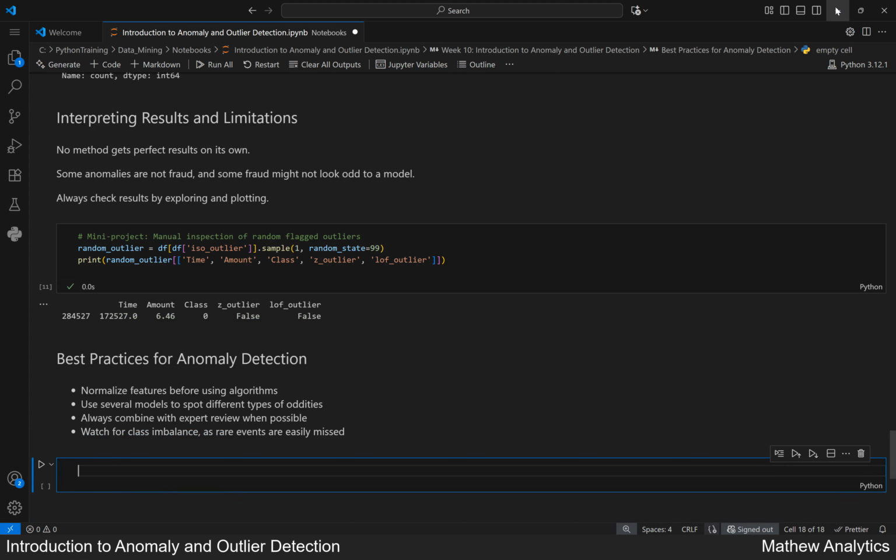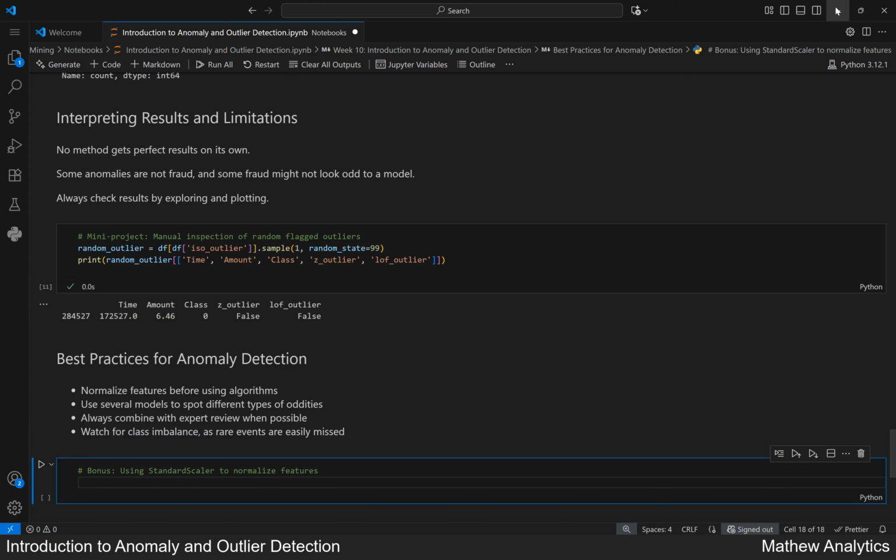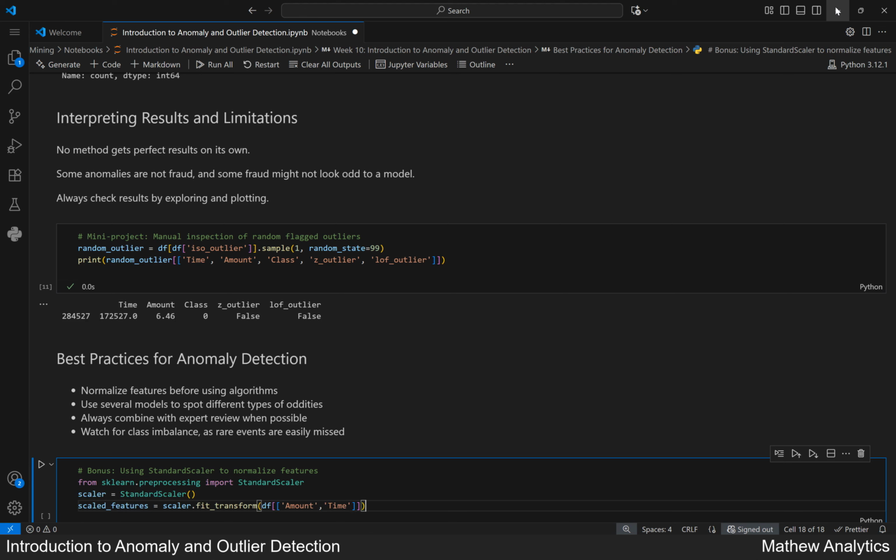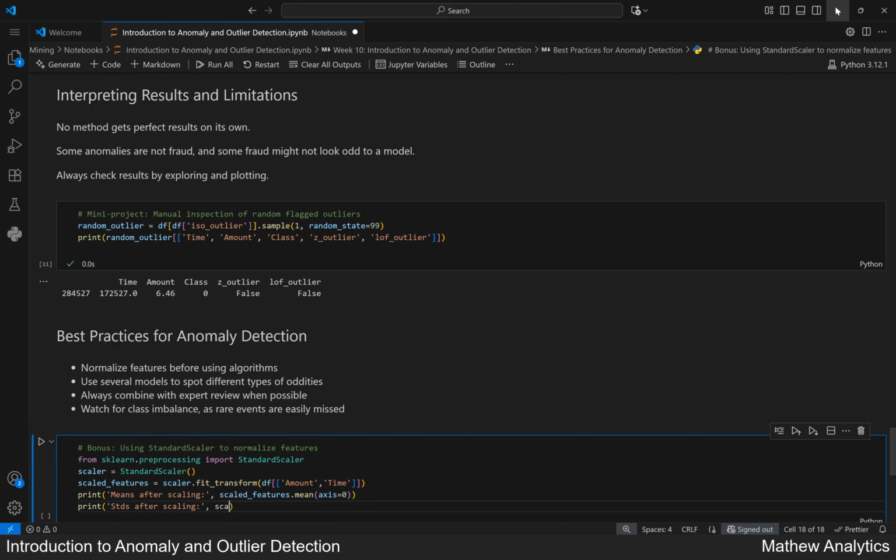Let us briefly show how to normalize features with StandardScaler. This comment explains that we are using StandardScaler to normalize features. We import StandardScaler from sklearn preprocessing to scale features. We create an instance of StandardScaler called scaler. We fit the scaler to the amount and time columns of df and transform these features. We print the means of the scaled features to check they are close to 0. We print the standard deviations of the scaled features to check they are close to 1.